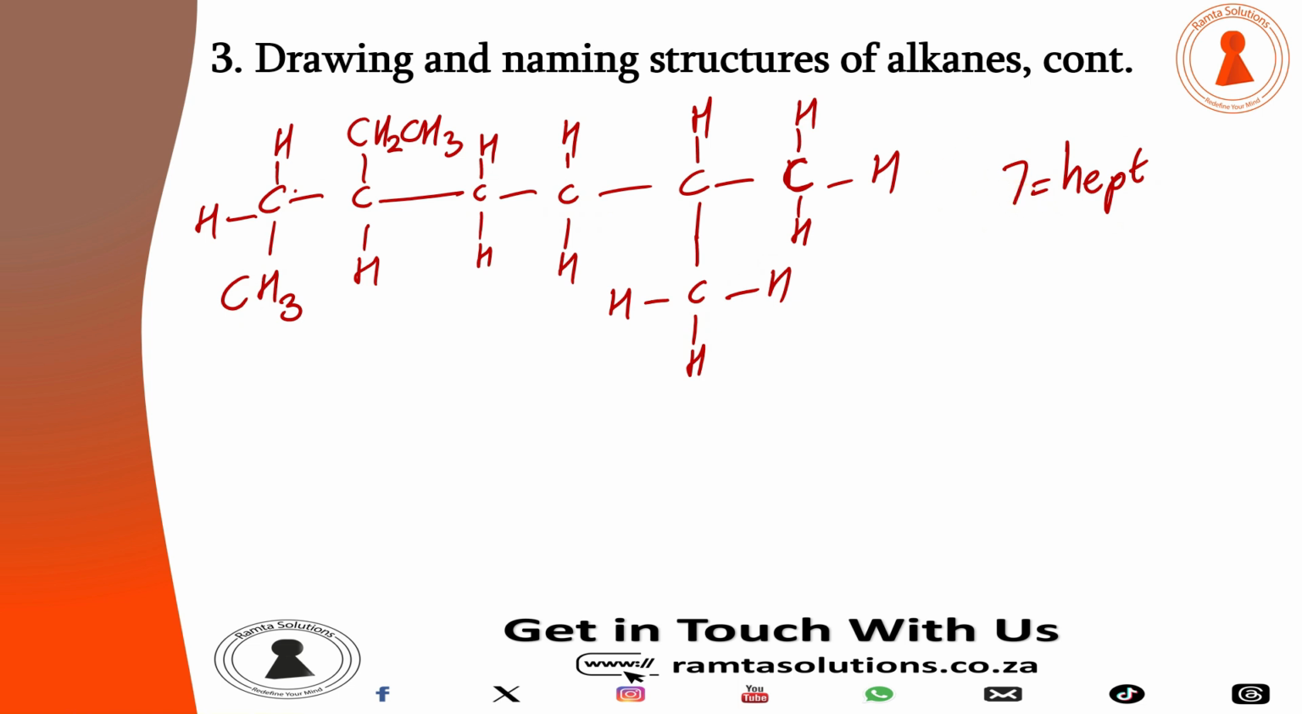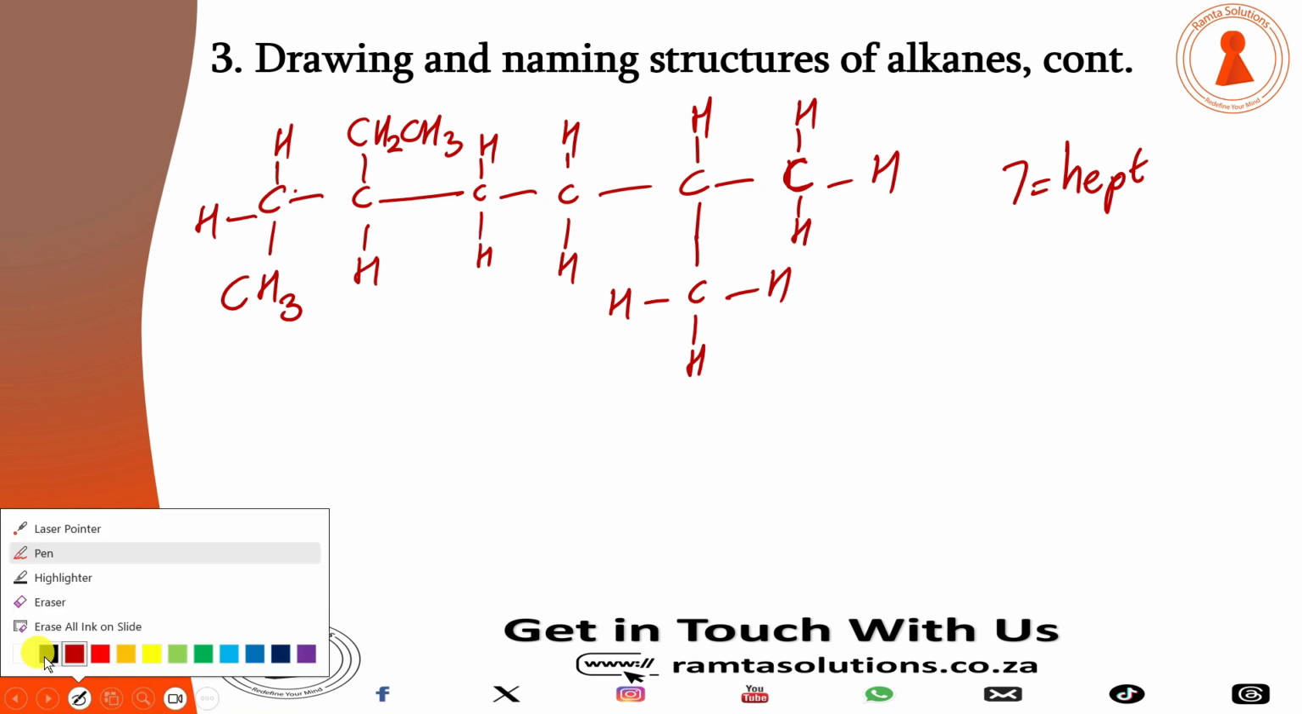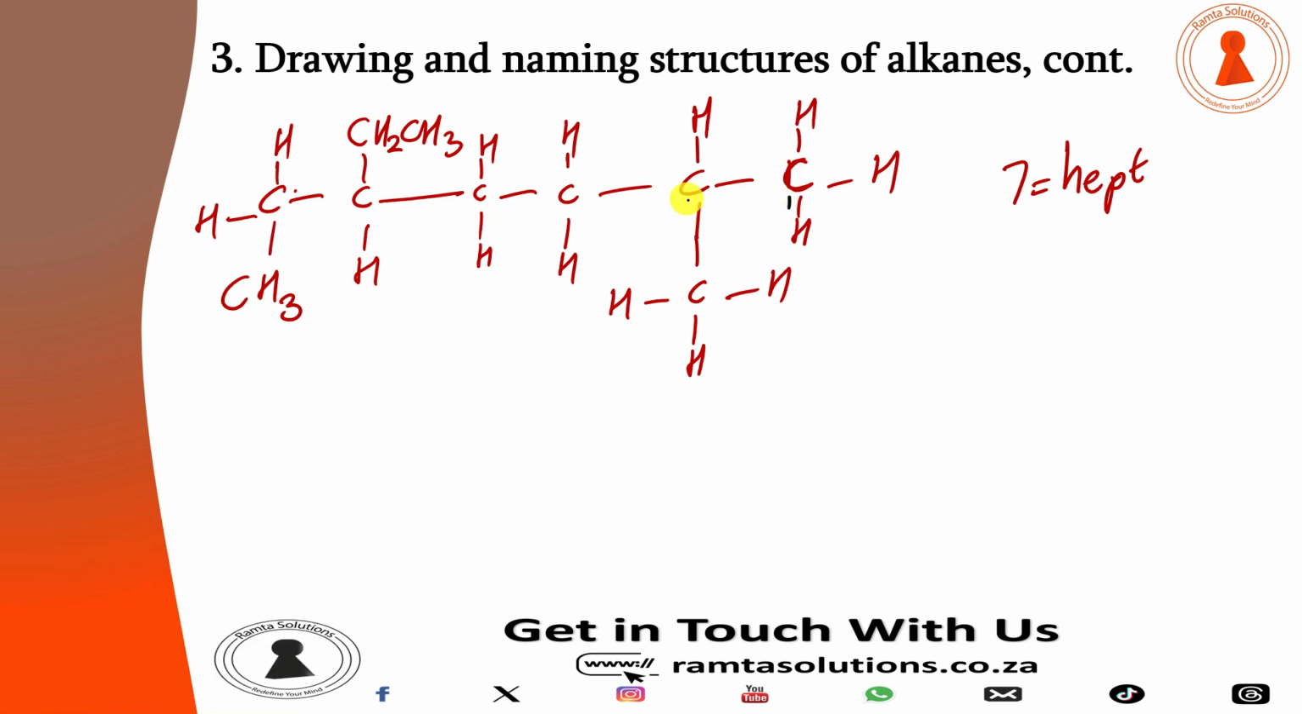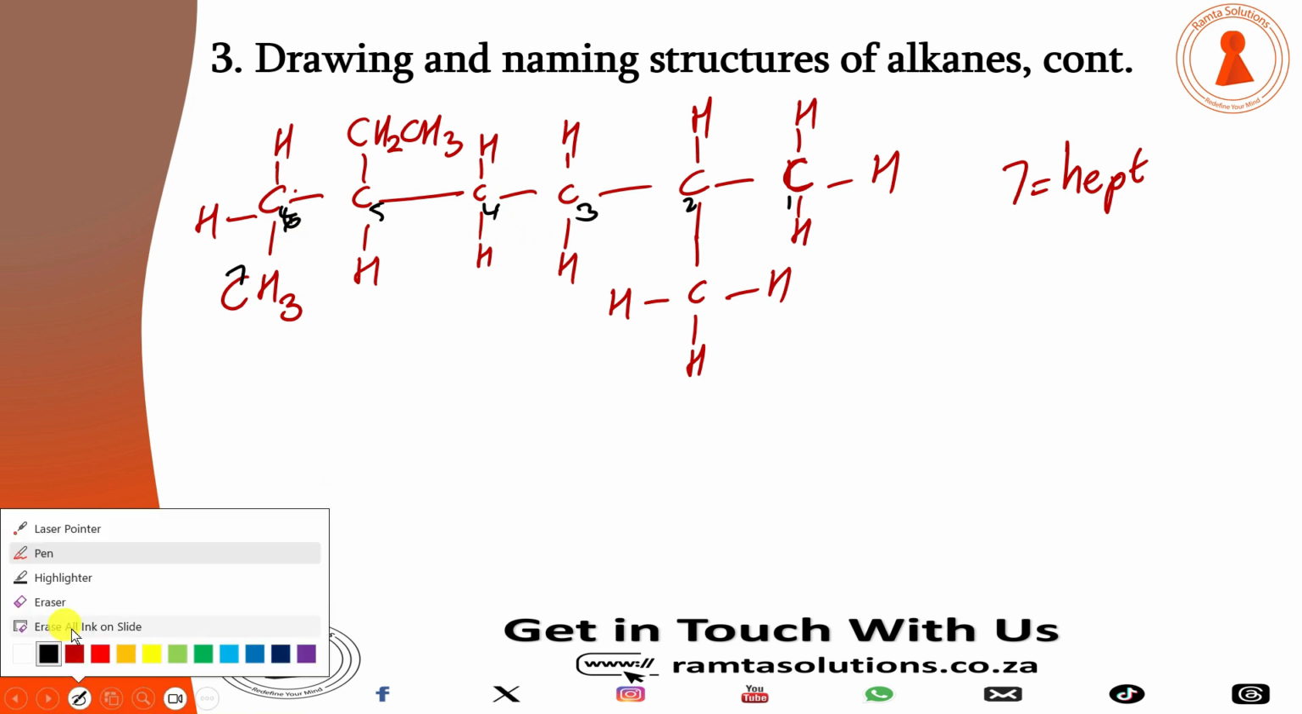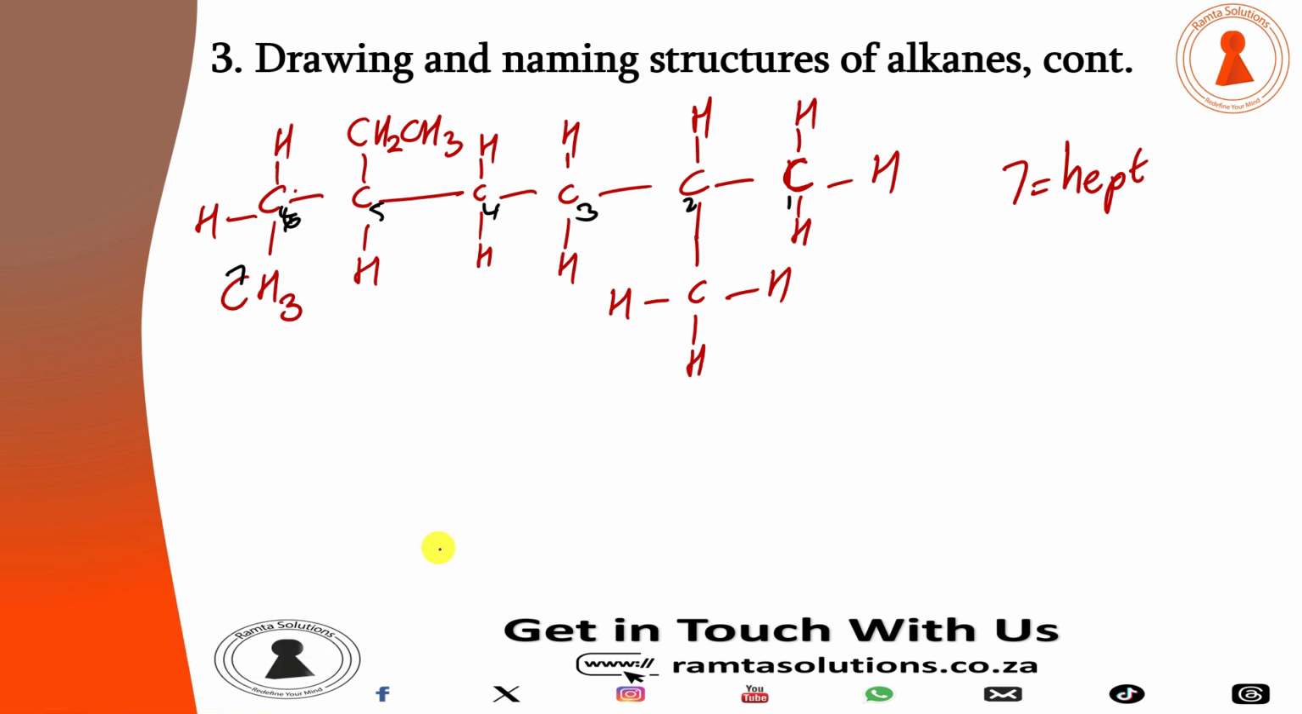How do we start numbering? Do we move from left or right? 1, 2, 3, 4, 5, 6, 7. Okay. 1, 2, 3. We're going to start numbering from the right, isn't it? So it's going to be 1, 2, 3, 4, 5, 6, 7. Okay. 7. So what is the name?